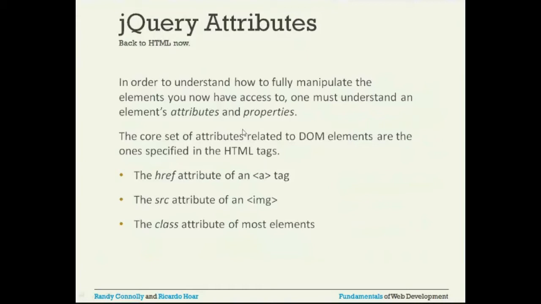Okay, jQuery attributes. In order to fully manipulate the elements you now have access to, one must understand the element attributes and the properties. The core set of attributes related to DOM elements are the ones specified in the HTML tags. Whatever attributes we specified in the HTML tags, those are the ones that will be used to access. For example, for the A tag, that is a link tag, we have an href attribute. For image, we have the src attribute. And most of the elements, if you have specified it, will have the class attribute.